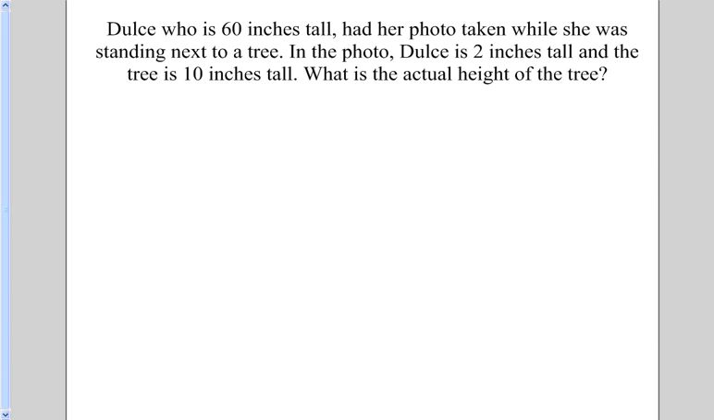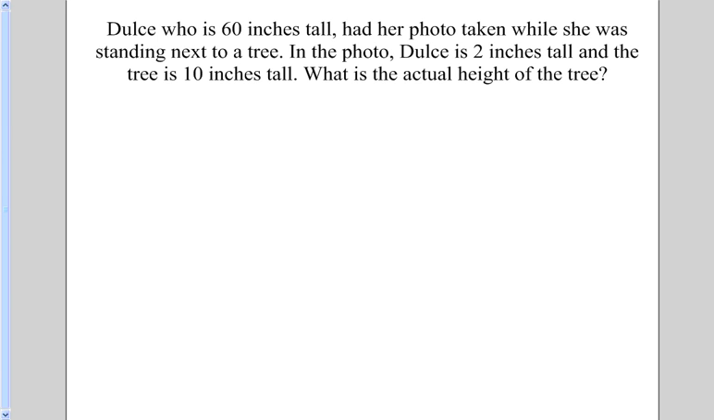This is a proportion problem. And one of the ways that we can see that it's a proportion problem is that we're comparing two things that are related in some way. We're comparing the height of this girl, Dulce, and the height of the tree.